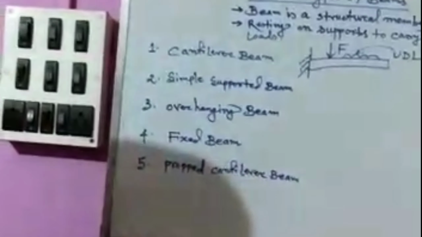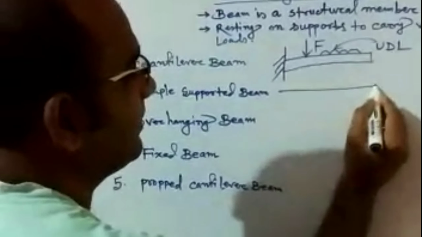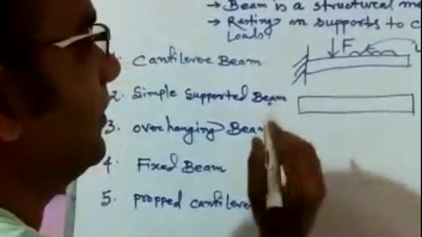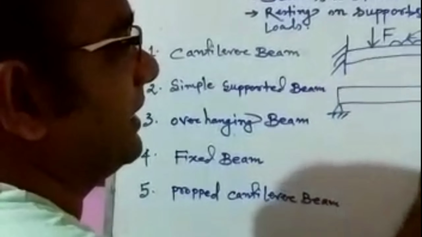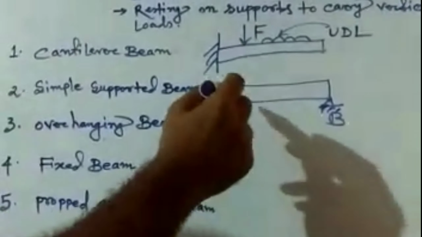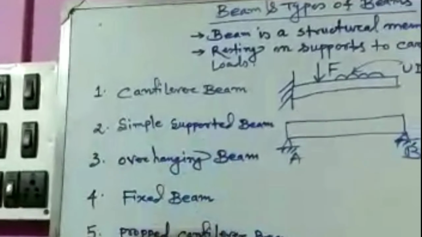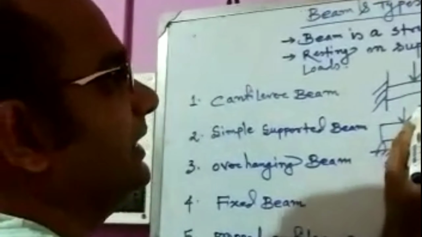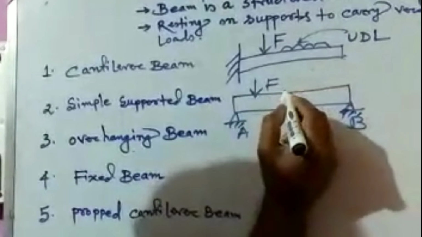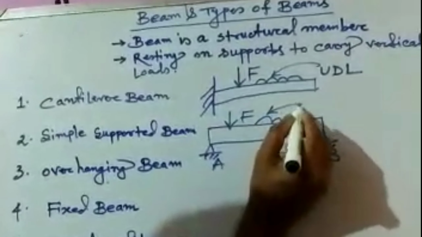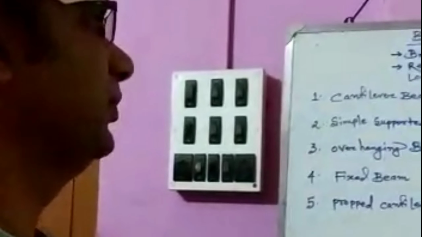Next one, simple supported beam. Suppose this is the beam, simple supported at point A and point B. This is a simple supported beam. In this simple supported beam also we can apply a point load or UDL or varying load, and in this way we can apply UDL also. A combination of concentrated load and UDL can be applied in a simple supported beam.